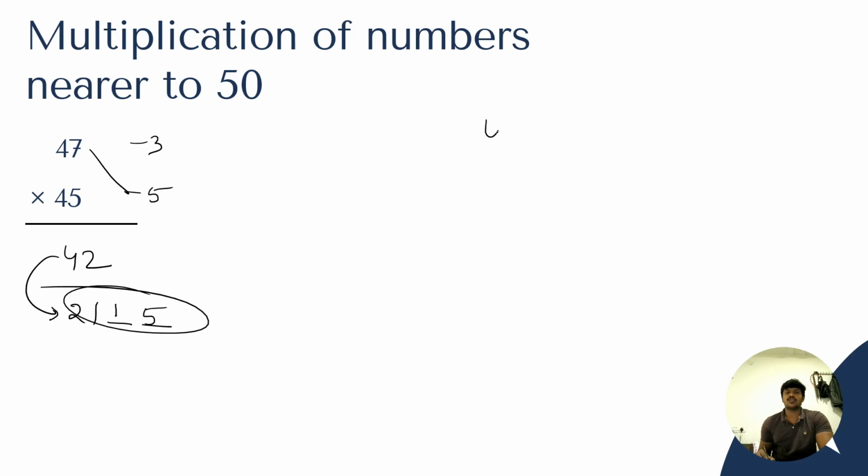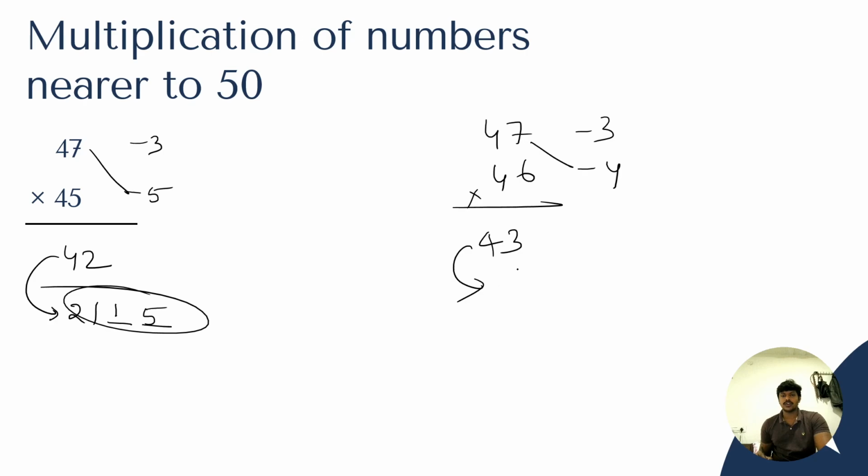Now the question comes, what if one number is odd and one number is even? Minus 3 and minus 4. Now see here, 47 minus 4 is actually 43 only. Now we can't make 43 half. How much are you going to get? 21 plus 21 is 42. You are going to get 21.5.